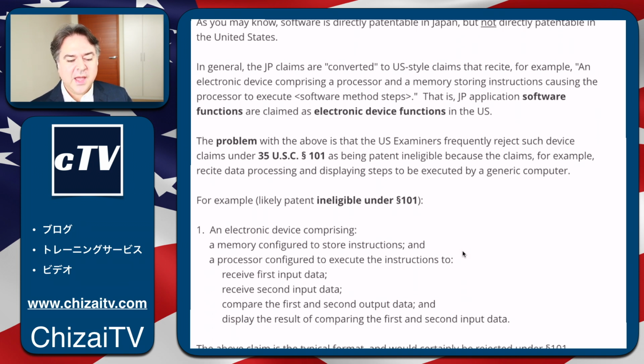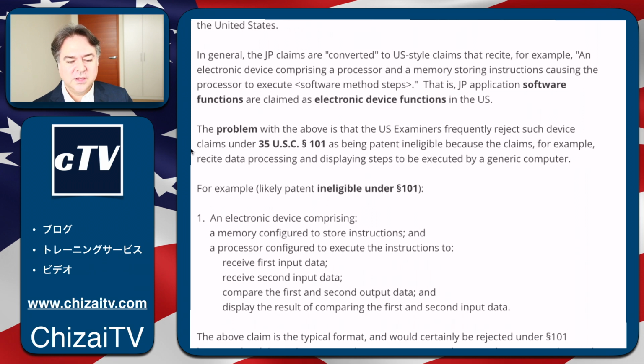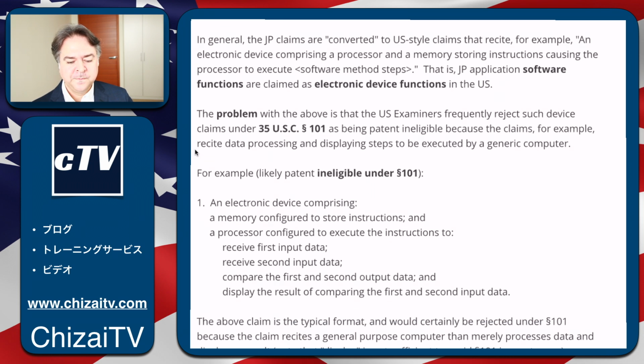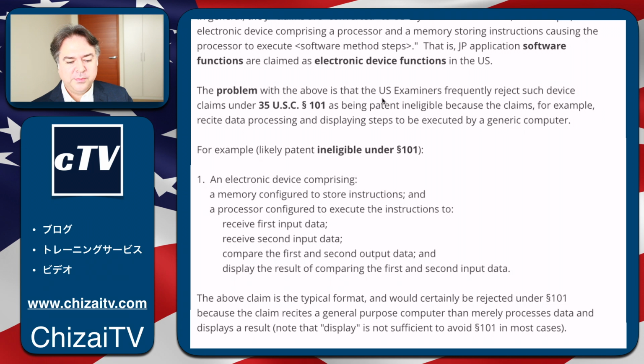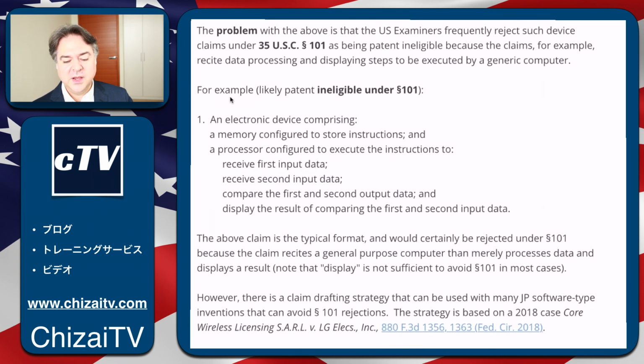Today I want to teach you how to change your claims. It doesn't work with everything, but if you have an invention for displaying data or there is human user interaction or something like that, those are the easiest ones to convert using this method. The problem with the above is that U.S. examiners frequently reject such device claims under 101 as being patent ineligible because the claims, for example, recite data processing and displaying steps to be executed by a generic computer.